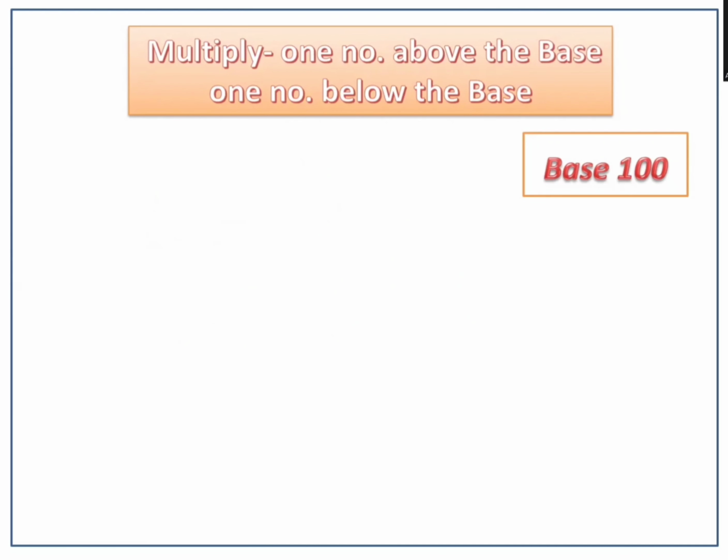And one more example we will take here, 103 times 98. And the same process we will repeat here. So the difference from base 100 here is 3 more, so plus 3, and 98 is less by 2. So we have to do multiplication. 3 times minus 2 is minus 6.